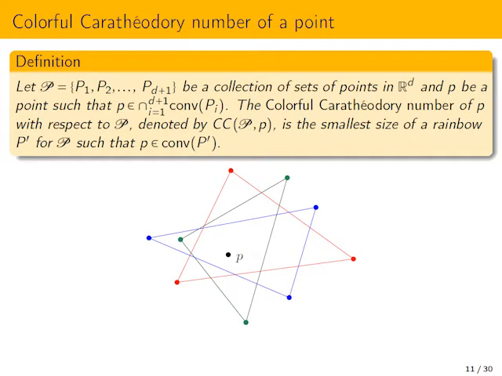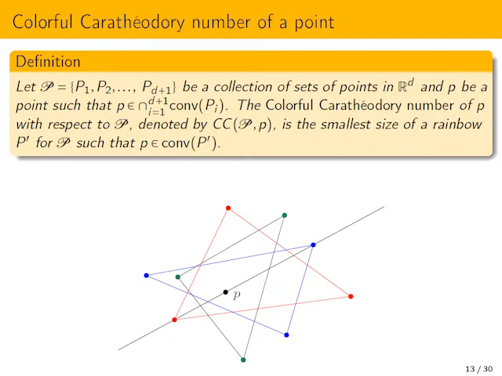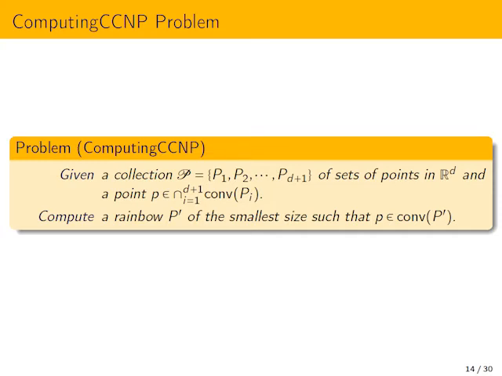As an example, in this figure we can see the point p is contained in the intersection of 3 color classes, each with 3 points. So by the colorful Carathéodory theorem, we know that there exists a colorful choice whose convex hull contains p. But as is seen in this figure, a rainbow of 2 points is sufficient. We are interested in computing the colorful Carathéodory number of a point. So we define computing CCNP similar to computing CNP.